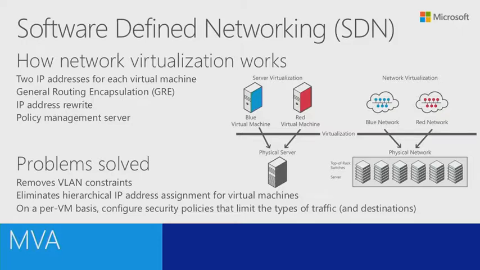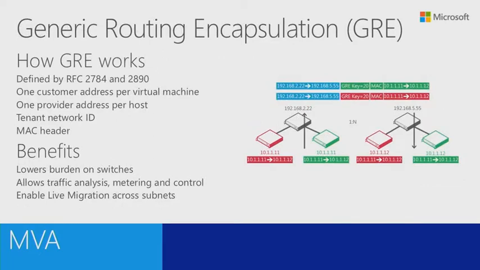So we know that as corporations grow, as enterprises grow, network management can become difficult, and VLANs can become a huge management pain point. So it removes VLAN constraints. It allows us to configure security policies that limit the type of traffic, eliminates hierarchical IP addresses, and allows us to create big flat networks. So the way we're doing this is through GRE, generic routing encapsulation. And honestly, this is an hour, 2-hour talk in and of itself, so I'm going to point you to a whole bunch of online materials.